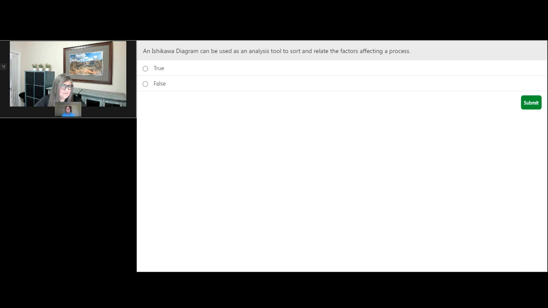So the next question that we have is, an Ishikawa diagram can be used as an analysis tool to sort and relate the factors affecting a process. Is that true or false?